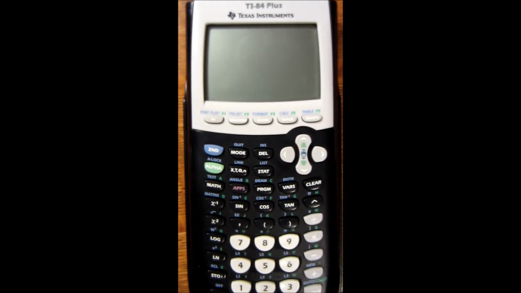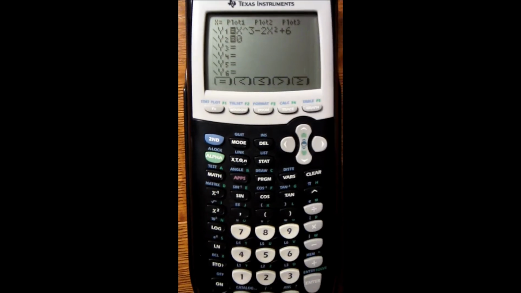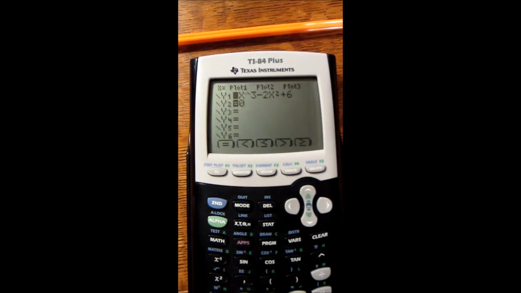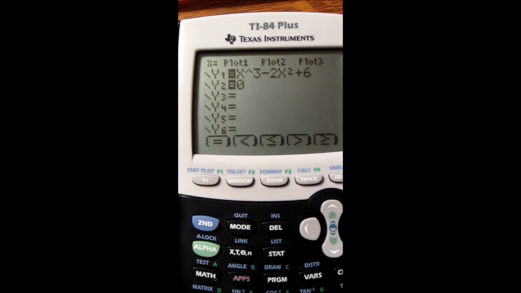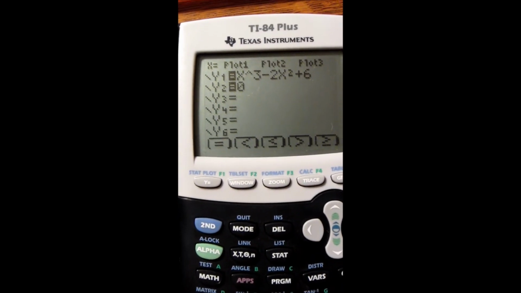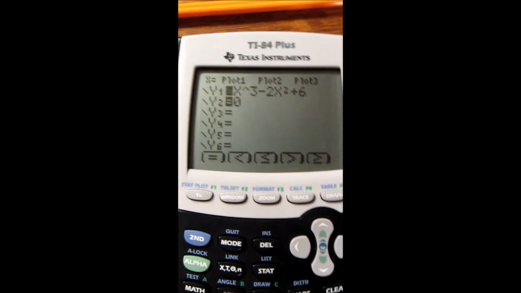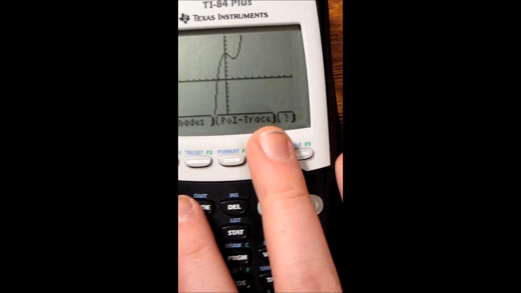Okay, now that you know how to find roots using a TI-84 graphing calculator, next I'm going to teach you how to find the minimum and the maximum. So you're going to want to turn the calculator on, hit Y equals. Next, plug in your equation in Y1. I'm using the same equation as last time, x to the third power minus 2x squared plus 6. After you plug in your equation, hit graph. There's your graph.